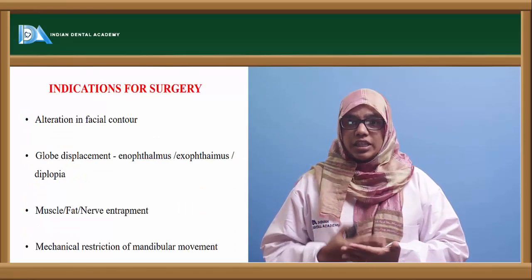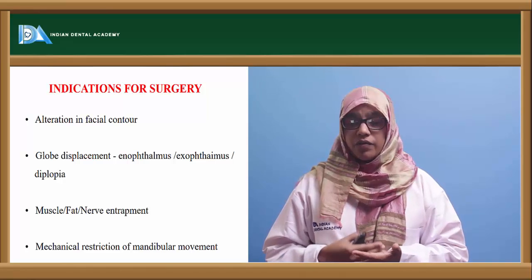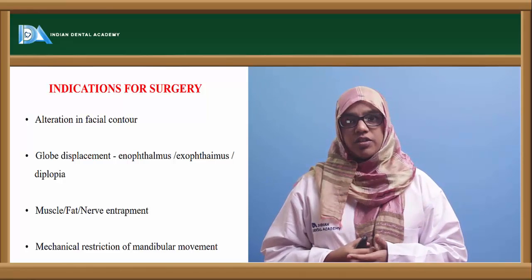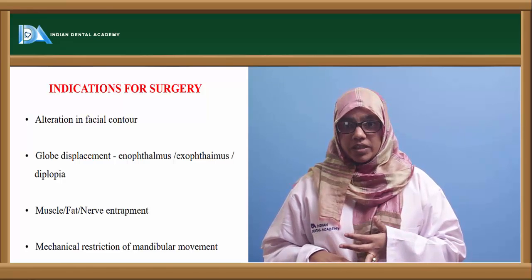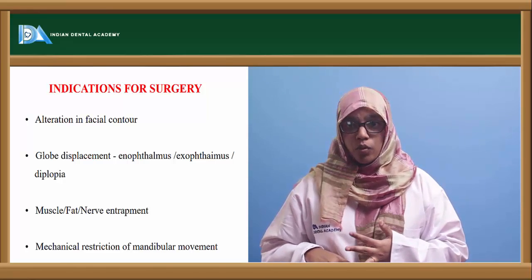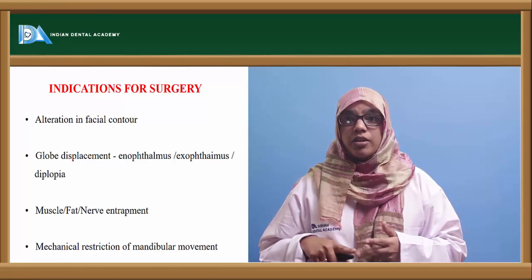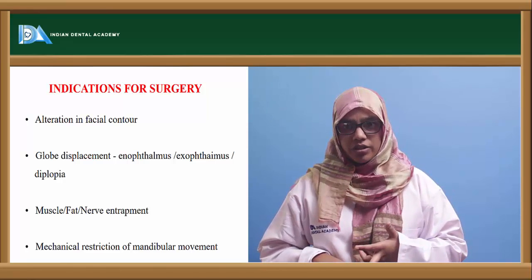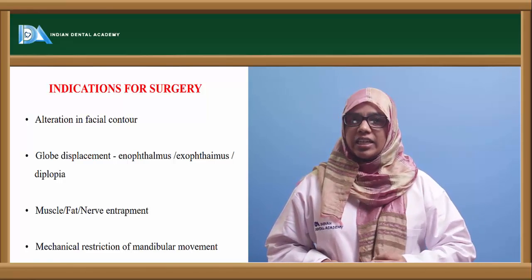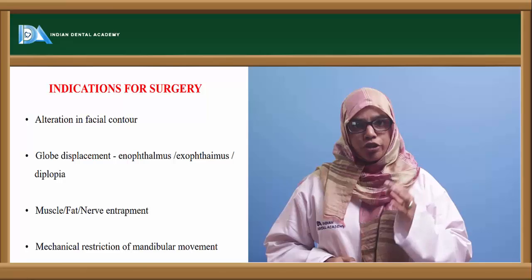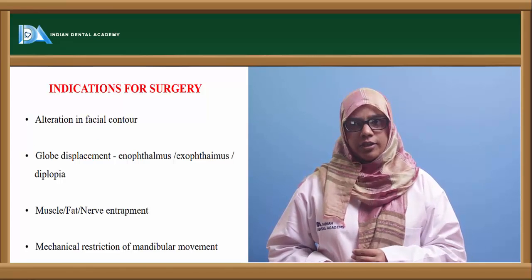Now, indications for surgery. Okay, when do you actually have to do the surgery? When there is alteration in facial contour, where there is globe displacement, that is enophthalmos, diplopia. Where there is muscle, fat or nerve entrapment in the fracture line. Or there is mechanical restriction of mandibular movement. In that case, you have to open up the fracture, reduce it openly and then fix it.